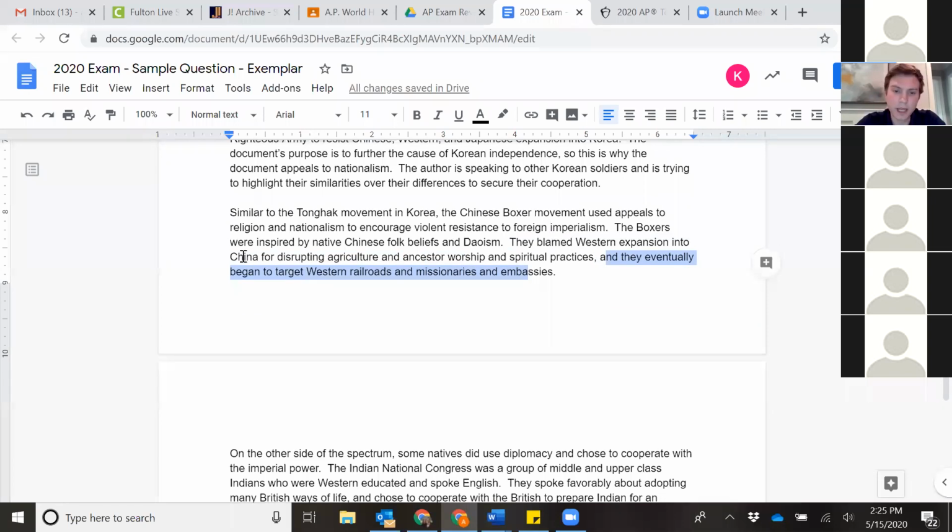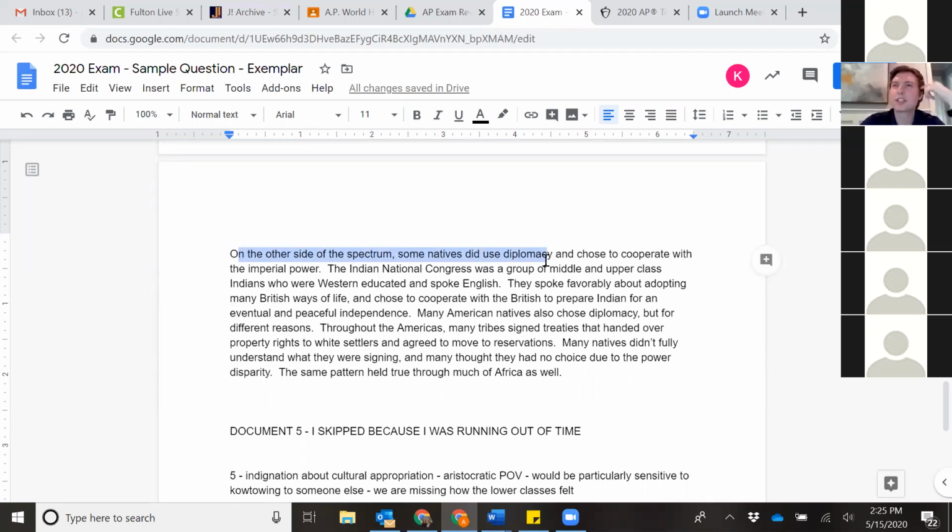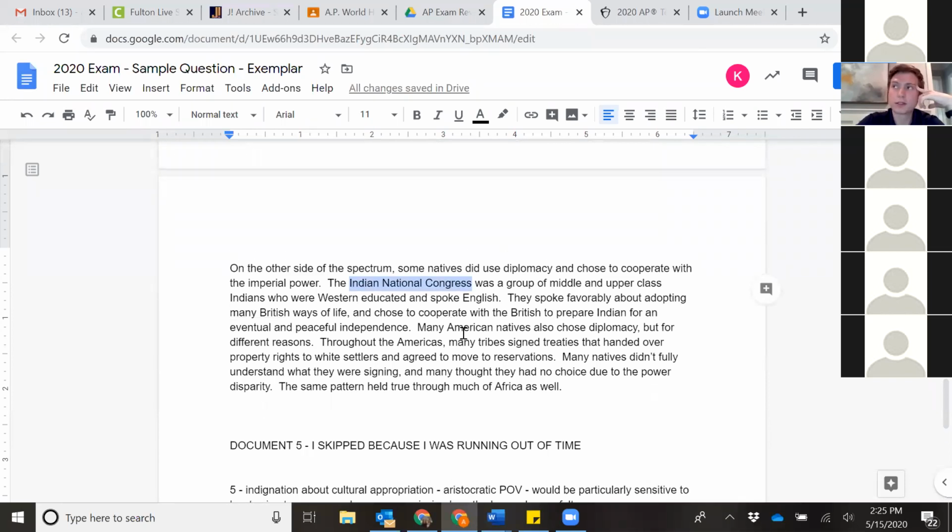And then the other example I thought of was, could I think of another example of using diplomacy? Or maybe along the same lines, another group that cooperated with the imperial power. So I thought of the Indian National Congress, which I know was the group that would lead India to independence in the 1940s, but that group started in the 1880s, so it fits in our time period here. The Indian National Congress was a group of middle and upper class Indians. They were Western educated. They spoke English. They dressed in suits. They spoke favorably about adopting British ways of life, and adopting English and a British education system, and they chose to cooperate with the British to prepare for an eventual peaceful independence.